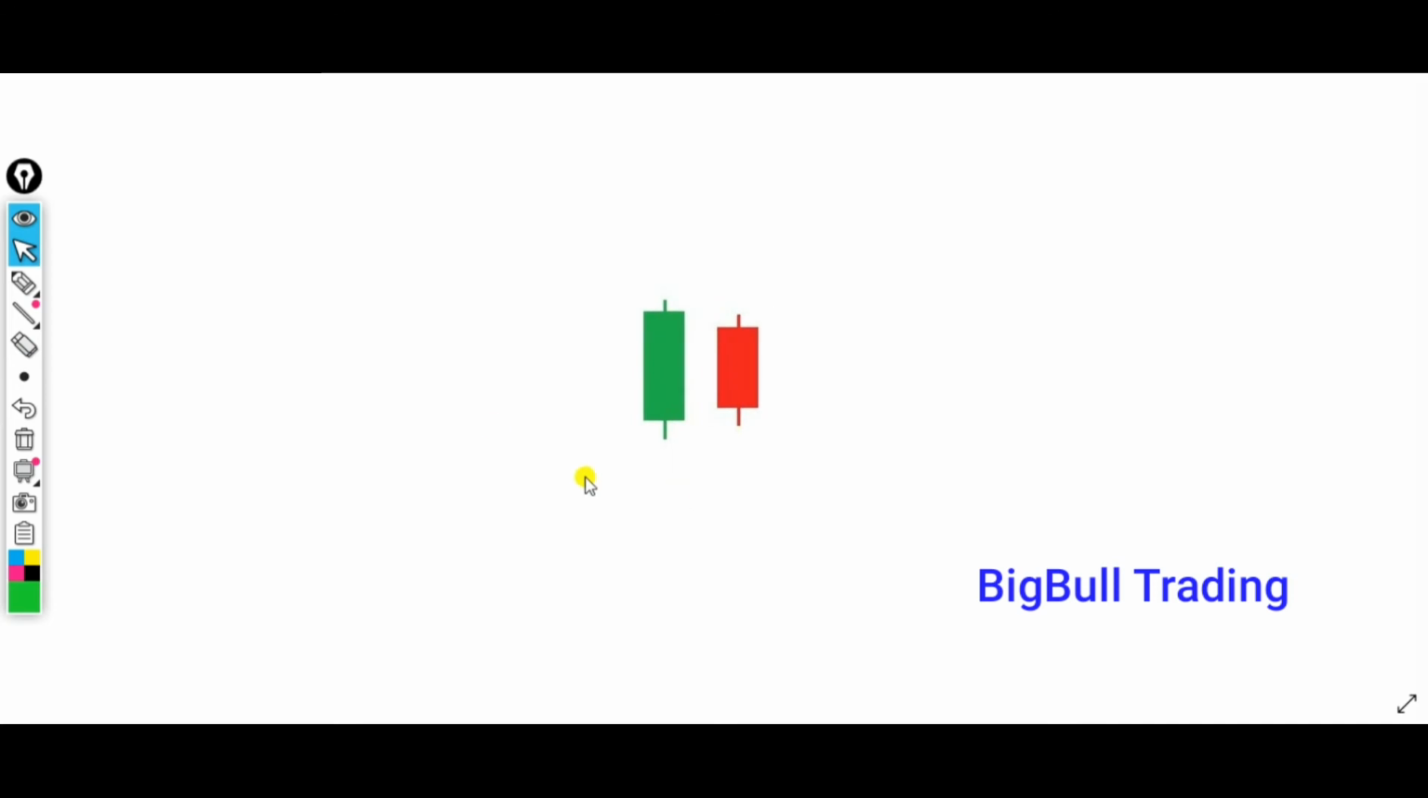This is known as the bearish harami pattern. When you see a pattern formed with a green candle in between this red, it is a bearish one. And this one is the bullish harami pattern. Now the next one is the piercing pattern. So what is the piercing pattern?